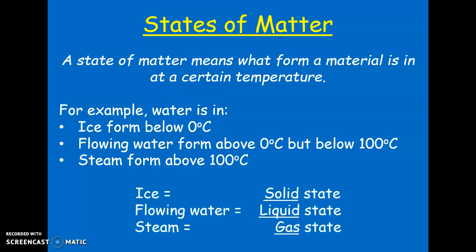Now that tells us that ice is a solid state of water, flowing water is a liquid state of water, and steam is the gas state of water. The three states of matter are solids, liquids and gases. Take a moment there, pause the video if you need to, and just make a note of those three states of matter: solids, liquids and gases.